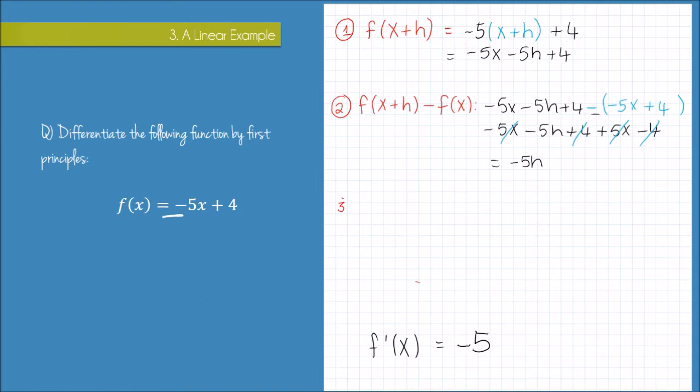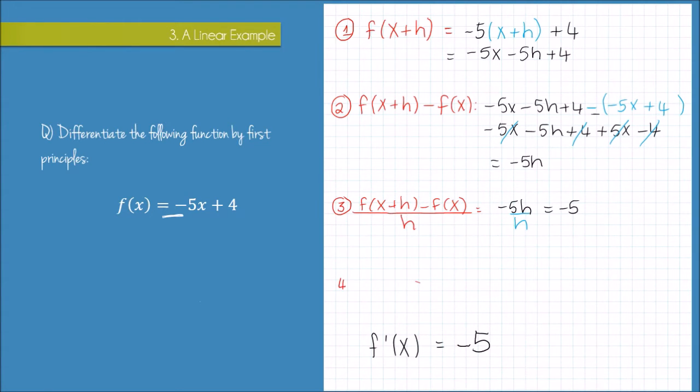In step 3 then, we take our result from step 2 and we divide by h. So in this case, we are taking our minus 5h from step 2 and dividing by h, which just gives us minus 5.